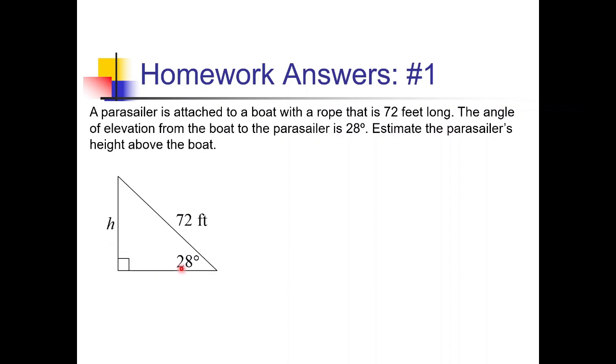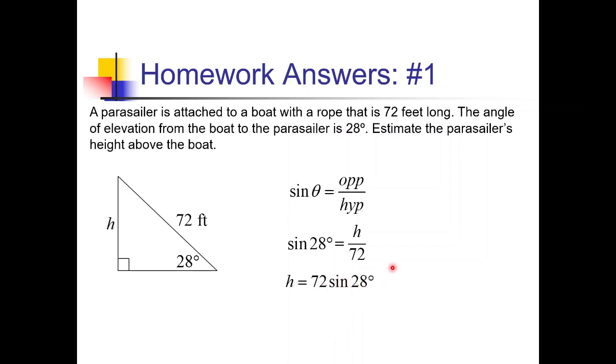So based off of the sides that I have here, based off this angle, this is the opposite side that I'm trying to solve for, and I've already got the hypotenuse. So opposite hypotenuse, that's SO from SOHCAHTOA. So that's sine of theta equals opposite over hypotenuse. So I can write sine of 28 equals opposite side h over hypotenuse 72. And then to get h, I just multiply by 72. So 72 times the sine of 28.